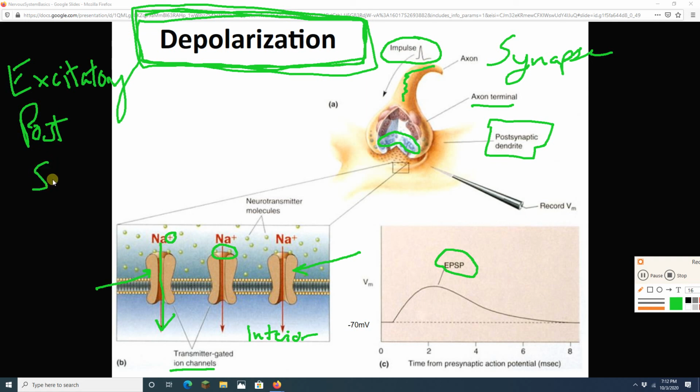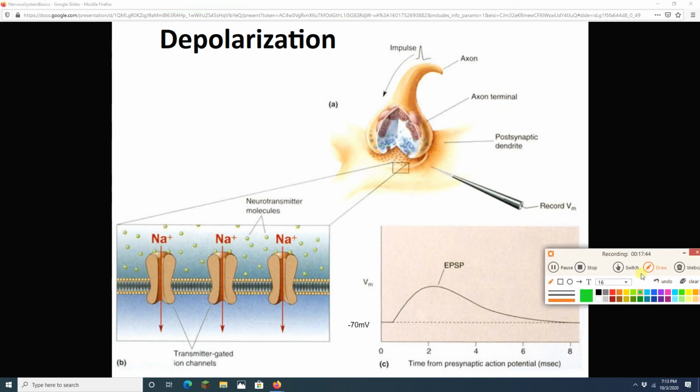Postsynaptic, because what neuron is experiencing this depolarization? The one getting the neurotransmitter, the postsynaptic neuron. And then the last P is potential, because what are we changing? We're changing our membrane potential. Okay, one of the things we can do is use neurotransmitters to depolarize a neuron, and that depolarization is called an excitatory postsynaptic potential. Okay, good.